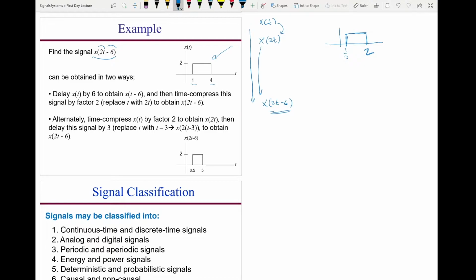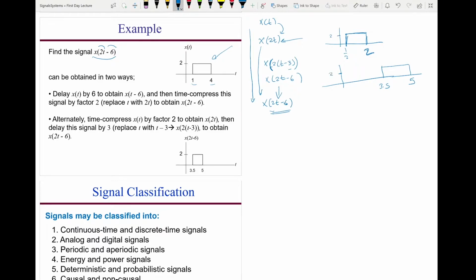So if I replace t by t minus 3, then this will be x of 2t minus 2 times 3 minus 6, which is this one. Good. So what does t minus 3 mean? That means you shift this signal by 3 units. So then I shift this signal by 3 units. That will be to the right. 3 plus half, that's 3 and a half. 3 plus 2 is 5. And this signal is 2.